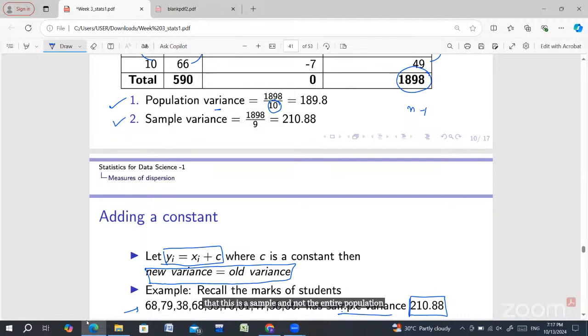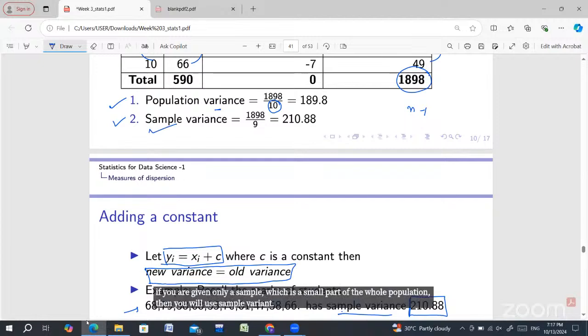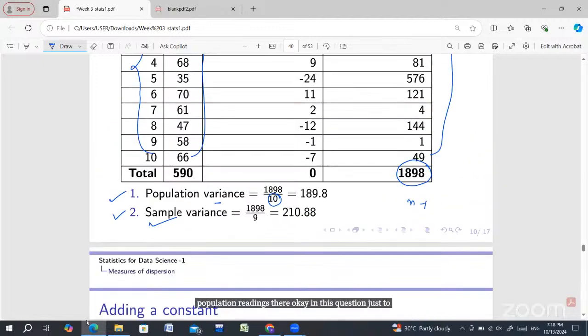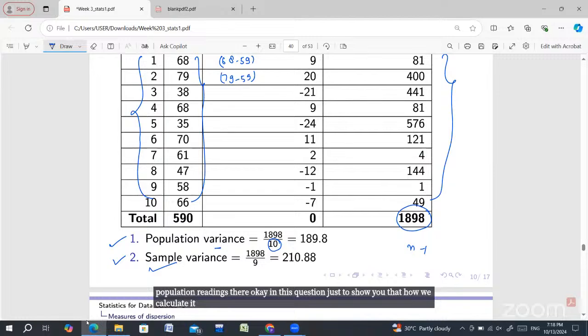Then in that case, if you are given only a sample, which is a small part of the whole population, then you will use sample variance. It will be mentioned in the question also. And if you are given the entire population, then you don't need to calculate sample variance. You will use population variance there. In this question, just to show you how we calculate it, we have calculated both for this data set.